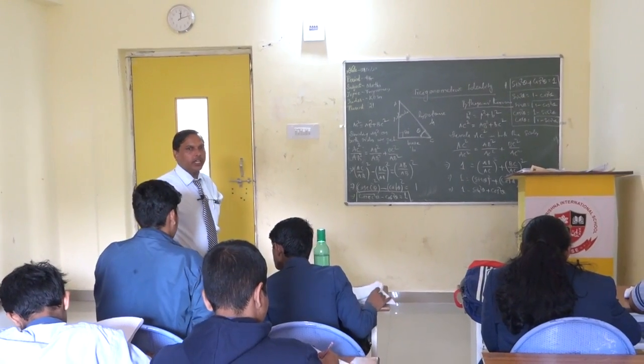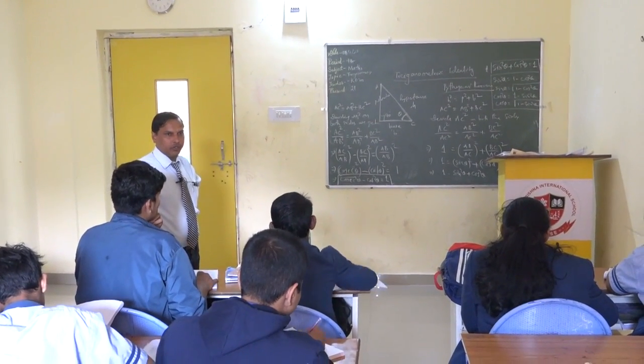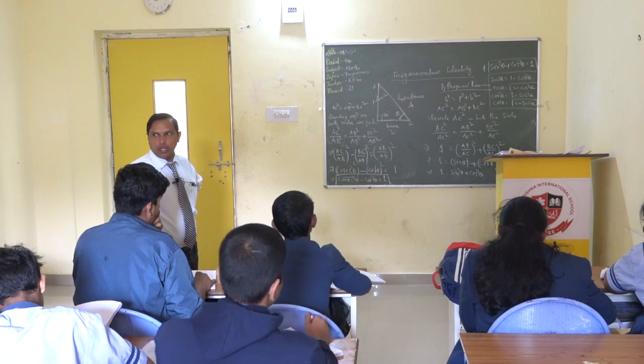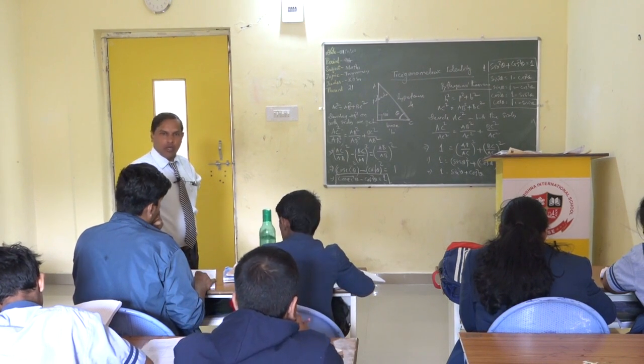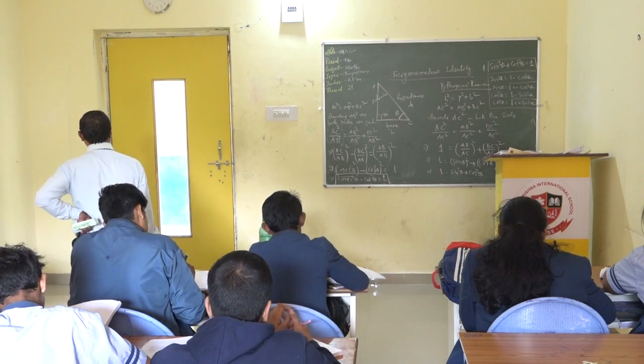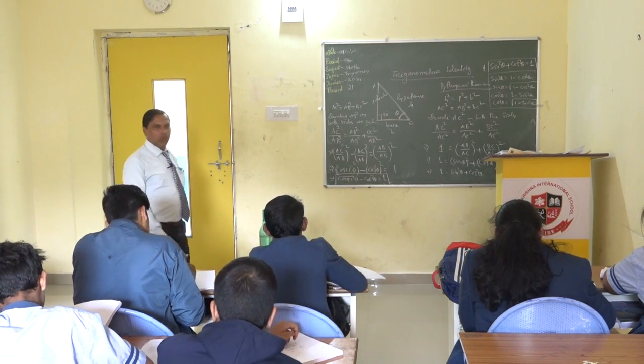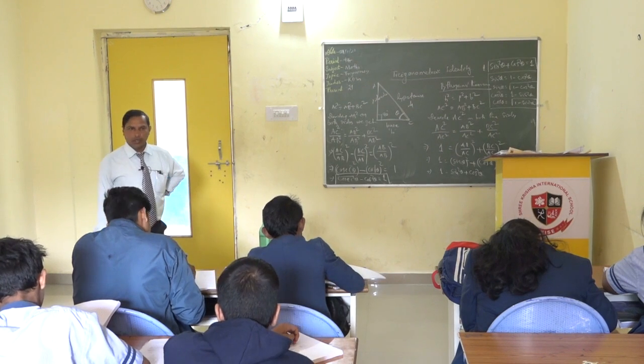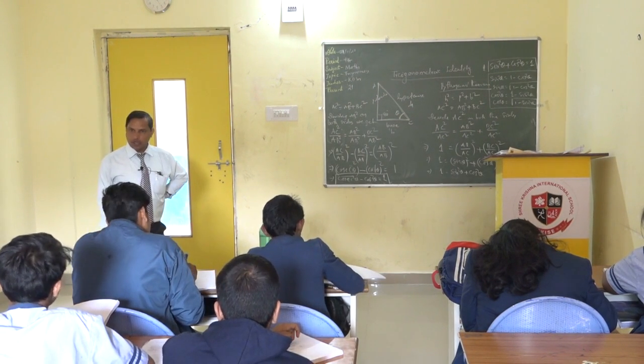How is it? Find out. It is the second identity of the trigonometric ratios. Cosec square theta minus cot square theta is equal to 1, or we can say cosec square theta is equal to 1 plus cot square theta. Clear all of you? Got it now?